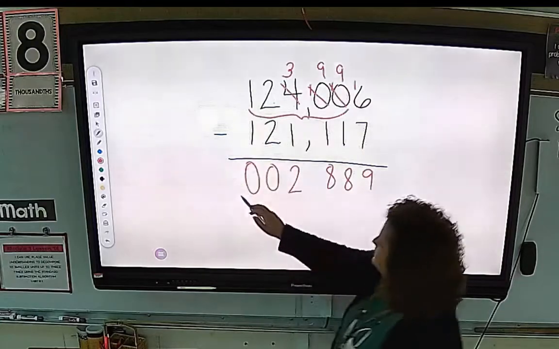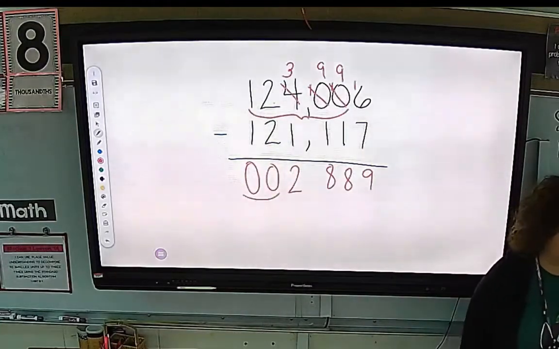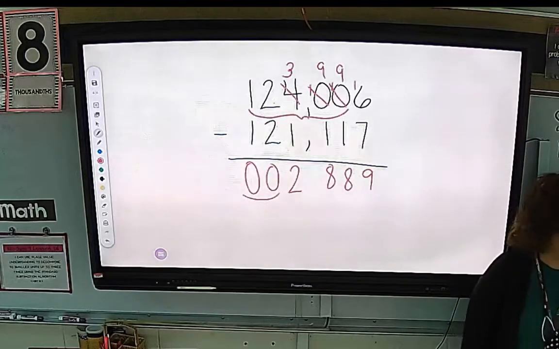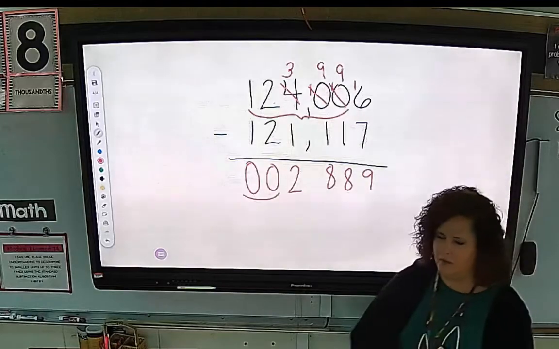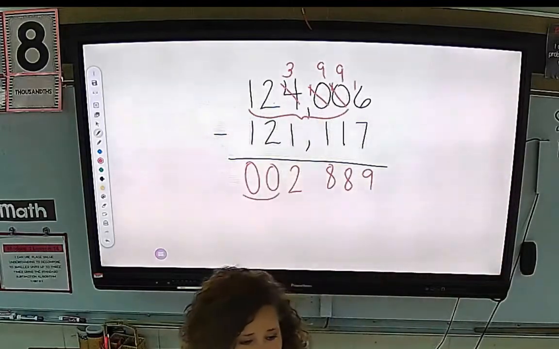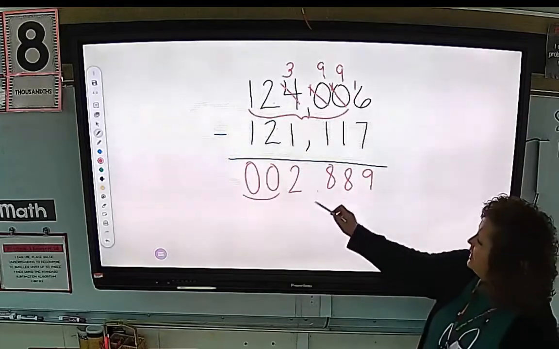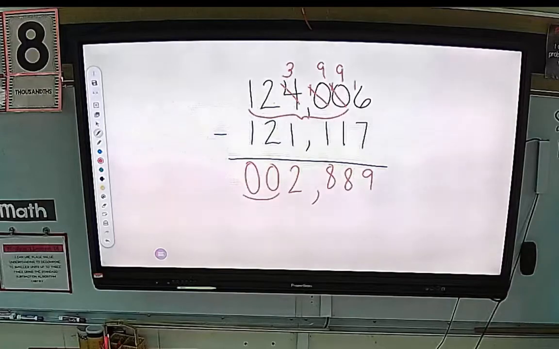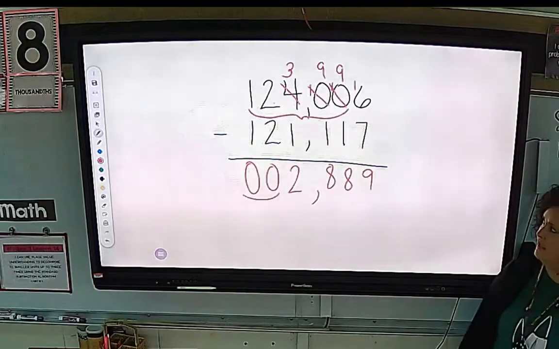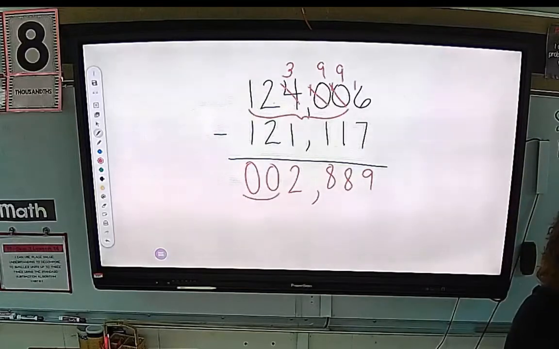Do I need these zeros right here? No. Those look like smiley faces. You don't have to have those. If you write those and then they're in your answer because you got kind of carried away with it, it's okay. It's not wrong, but that's not how we write numbers with the 0 in the front. But 2,889 is our final answer. Okay?